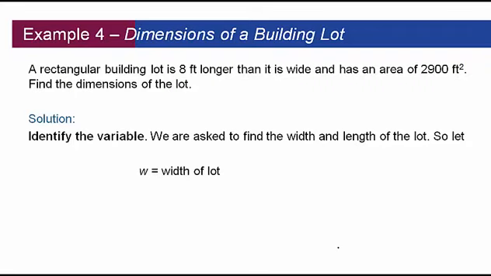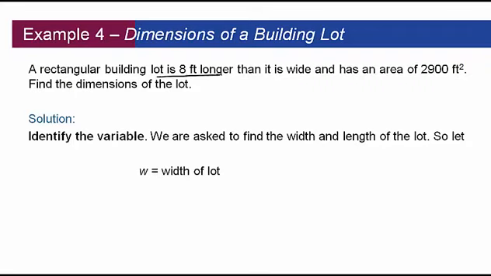Another example, more kind of geometry ones. A rectangular building lot is 8 feet longer than it is wide. It has an area of 29,000. Find the dimensions of the lot. Again, we identify the question, find the dimensions, so we need to know width and length, and then we go back and read it and pull out all the information it tells us.